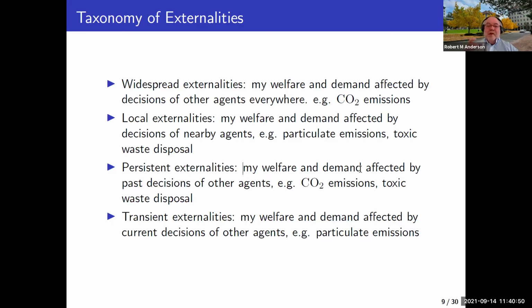And externalities can also be persistent or transient. So once CO2 is emitted, it stays up in the atmosphere for centuries, very slowly removed by other processes, and toxic waste may last for thousands of years. Nuclear waste lasts for tens of thousands of years. On the other hand, externalities may be transient, so particulates fortunately go away with time, they get washed out.